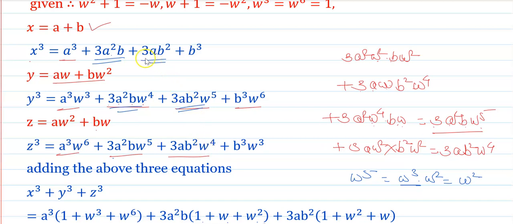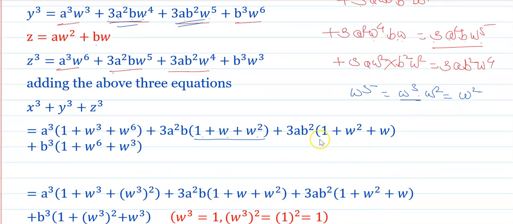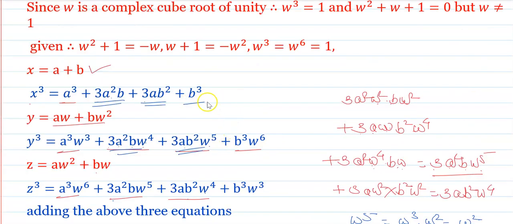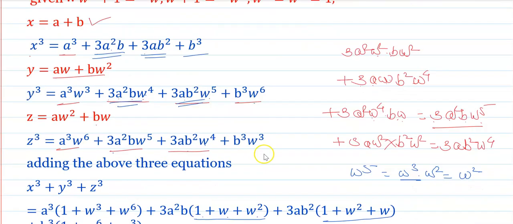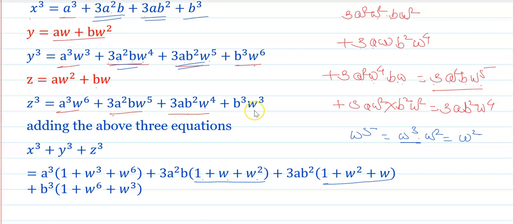So what will you get? If you take 3ab square common from all these 3, 1, 2, 3, then in bracket you will get 1. Here how much? Omega raised to 5 means what? Omega square. And what about omega raised to 4 means what? Omega. In this way. Okay. That means you will get here 1 plus omega square plus omega. And what about the last term? We will look at the last term. Omega raised to 3. Here is omega cube, and omega raised to 6 and omega raised to 3. He has taken these as they are here, but for these two, he simplifies while taking them here.